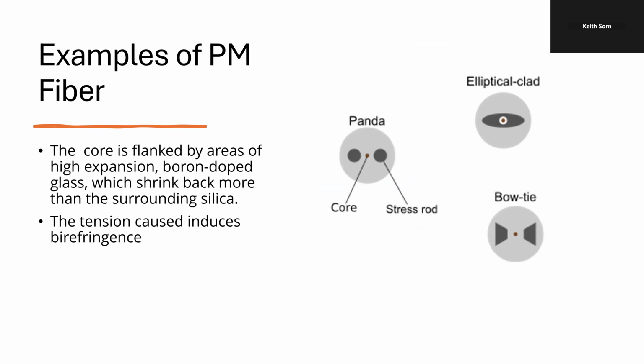Here we take a look at three different shapes of fibers. Basically, they put material of doped glass. The doped glass is the dark gray. And what will happen is this will shrink more when the fiber cools. This causes tension in the fiber, which will induce birefringence, which will produce the polarization we want.